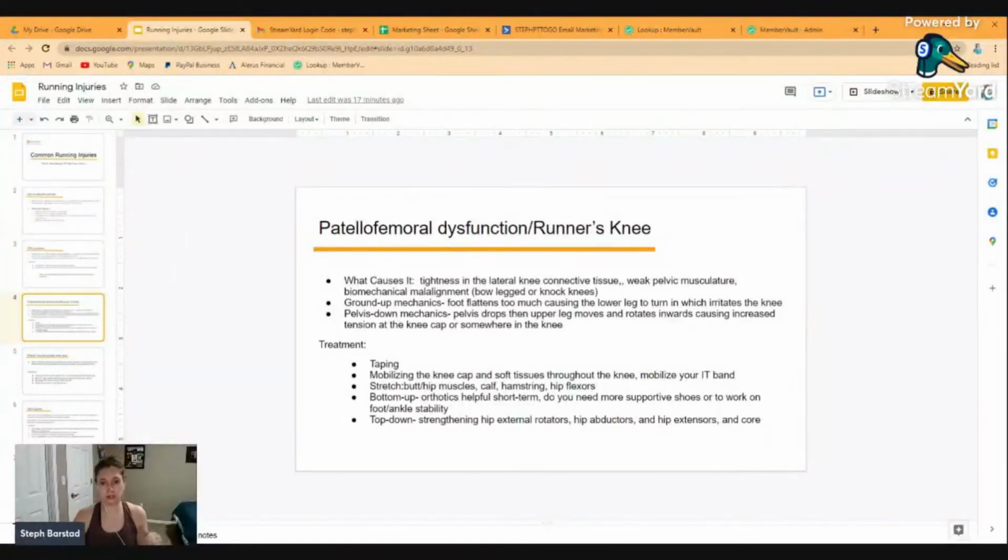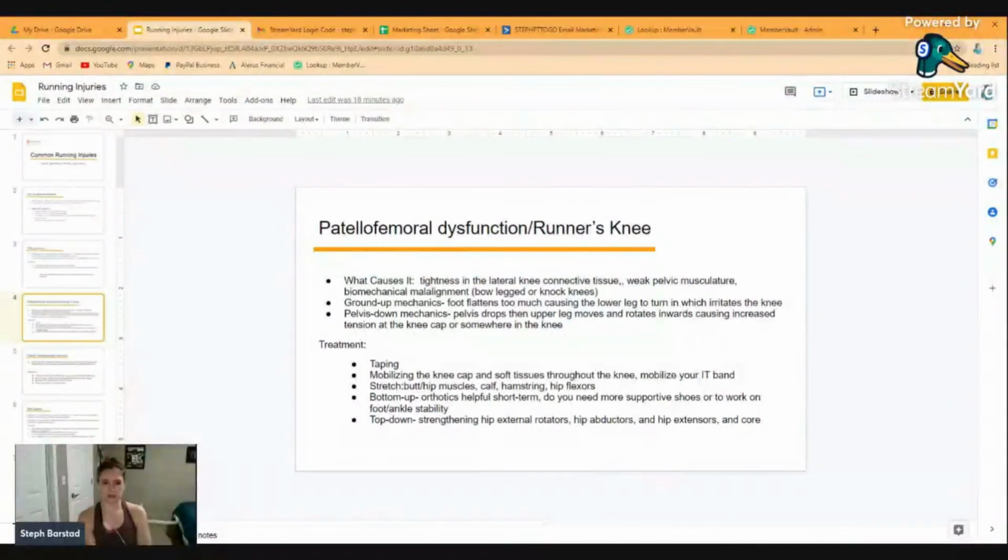So if we're looking from the ground up, again, we're looking at the feet. If your foot is flattening out too much, that causes the lower leg, this is my lower leg, to rotate in, which can irritate the knee, because the knee is stuck in the middle, unfortunately, of your very mobile foot and ankle joint and very mobile hip joint, if this is my leg. And if we start at the pelvis, if there's a dropping of the pelvis because of weakness, that again causes the upper leg, the thigh, to rotate in. But if the lower leg is going straight, the knee gets stuck in the middle, and the kneecap can get irritated and pulled in different ways.